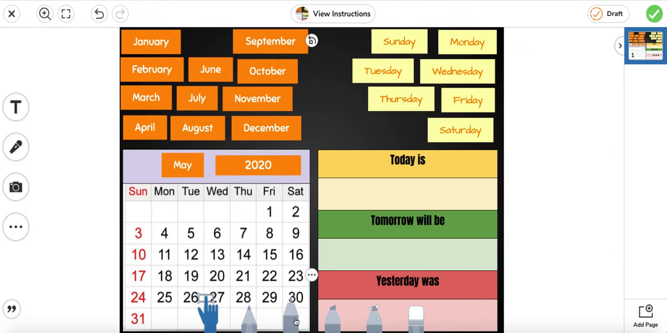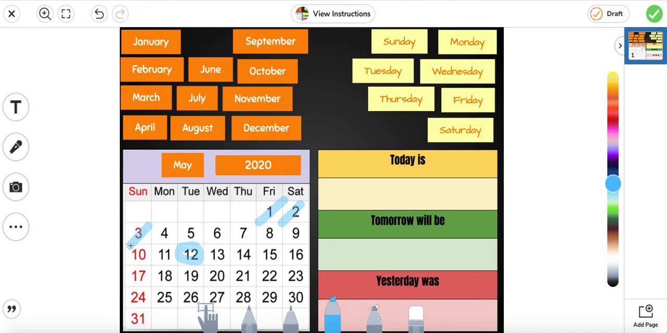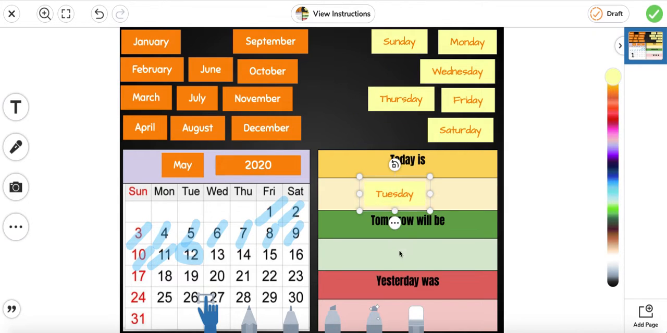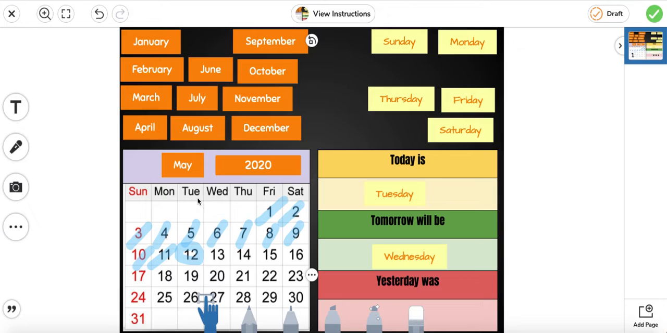We're going to cross out the days that have already passed, and we're going to stop at today's date, which is the 12th. Are you ready? 1, 2, 3, 4, 5, 6, 7, 8, 9, 10, 11, 12. Today is Tuesday. Sunday, Monday, Tuesday. Tomorrow will be Wednesday.